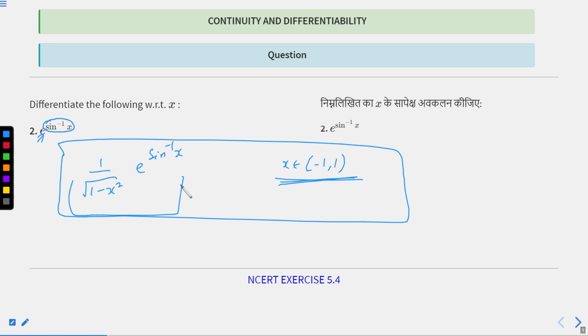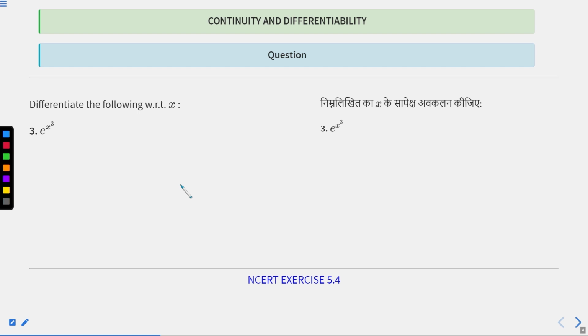The next slide says the third question, e power x power 3. So first of all, we will derivate this. What you will get after derivating this is 3x square. Now multiply with e^x. The derivative of e is just e. Now put the thing. So you will get your answer as 3x square multiplied with e power x power 3.